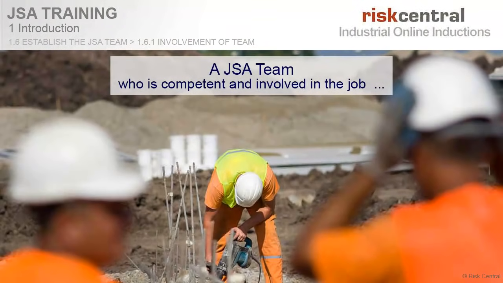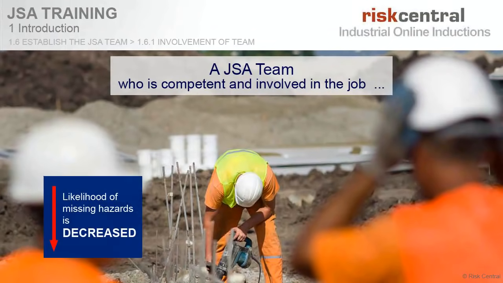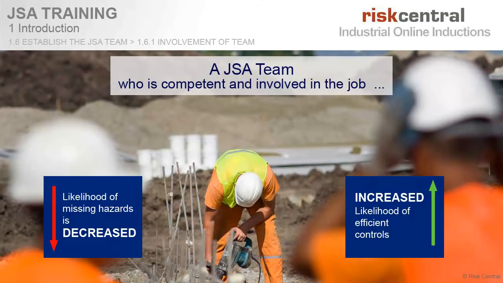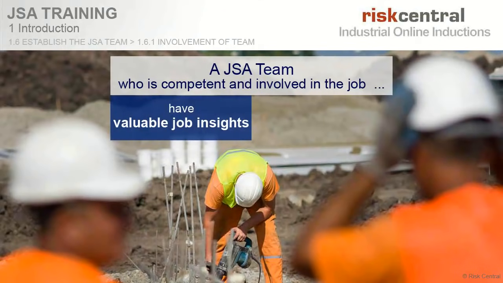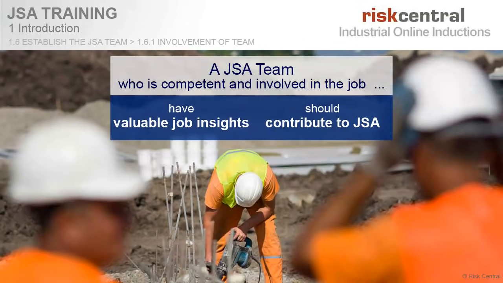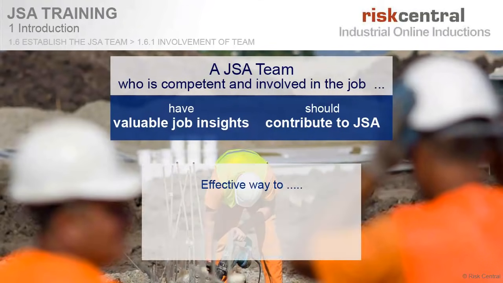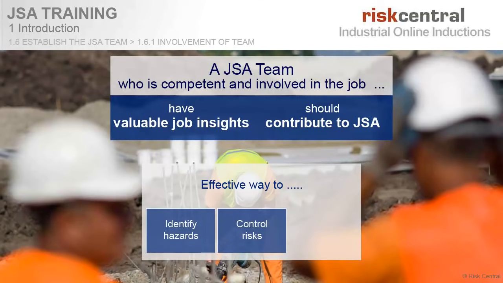By involving a team of people who are competent in the job and involved in the job, the likelihood of missing a step or hazard is decreased and the likelihood of efficient and effective controls increases. Workers who do the job regularly will have valuable job insights, such as unsafe shortcuts or ways to get around protective devices. If possible, all employees who will be involved in the job should contribute to the development of the JSA. This is an effective way of encouraging employees to participate in hazard identification and risk control. It also builds a culture of understanding and compliance with the rules.